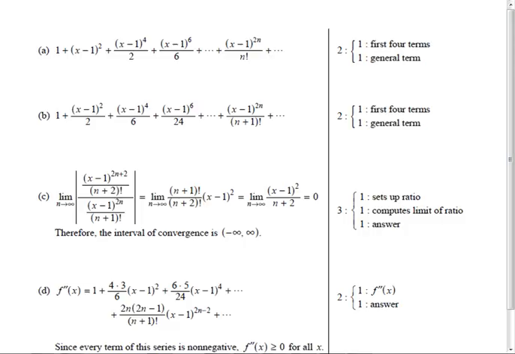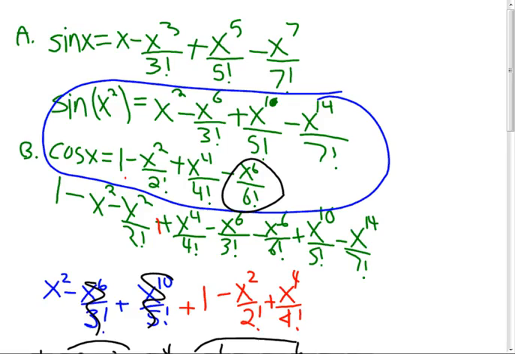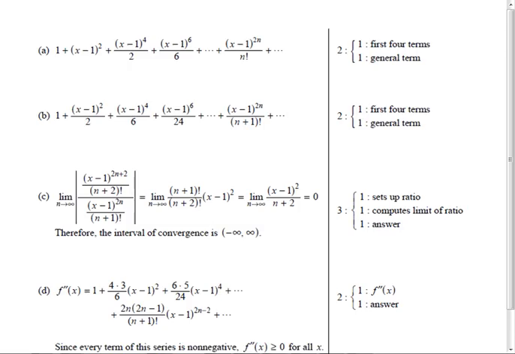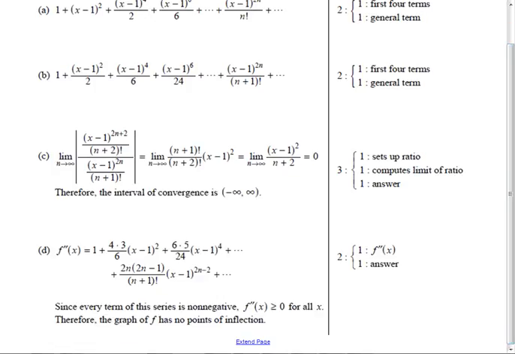Oh, they actually want you to compute the second derivative. Because it's time to go. Let's see. I think the way I did it's okay.